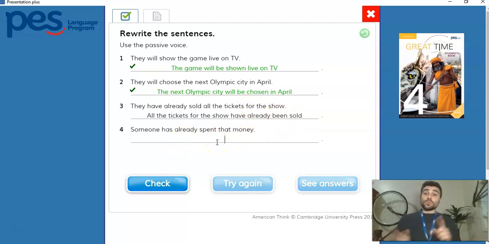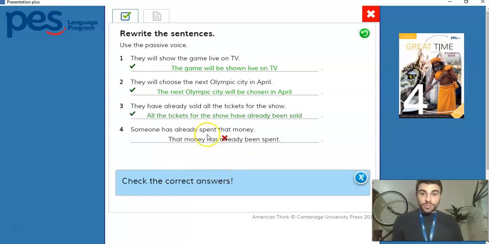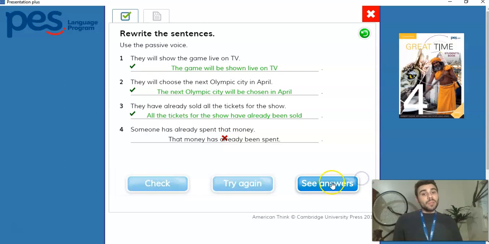And this one, someone has already spent that money. That money has already been spent. I guess it's right now, isn't it? No, still not correct. Let's see the answer. That money has already been spent.